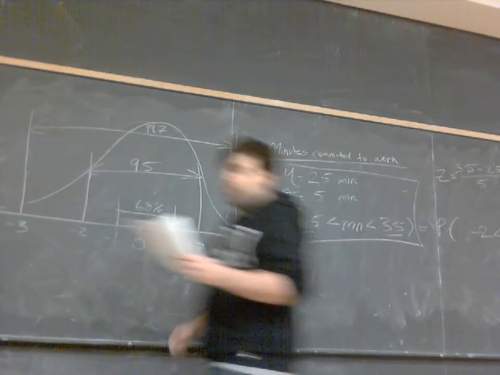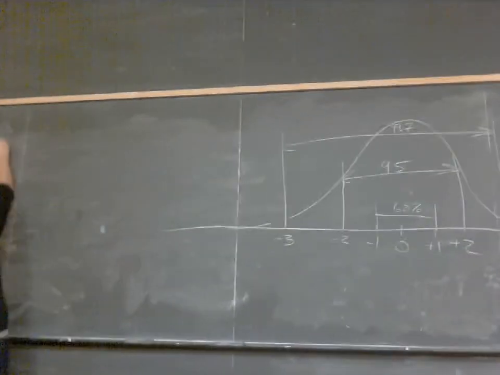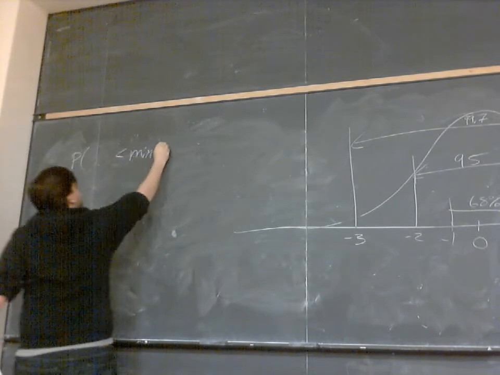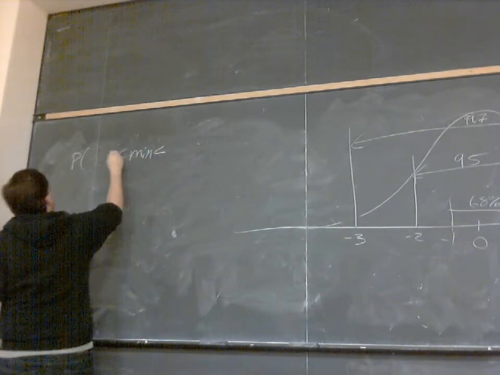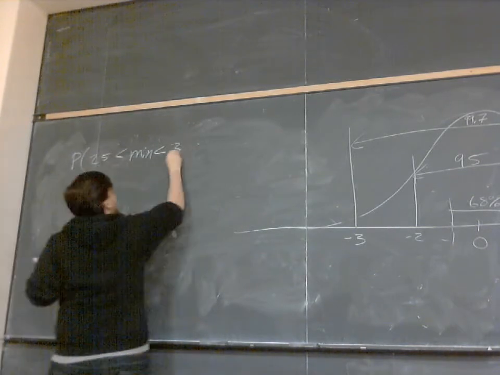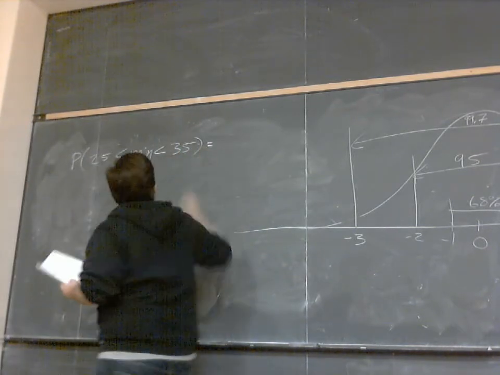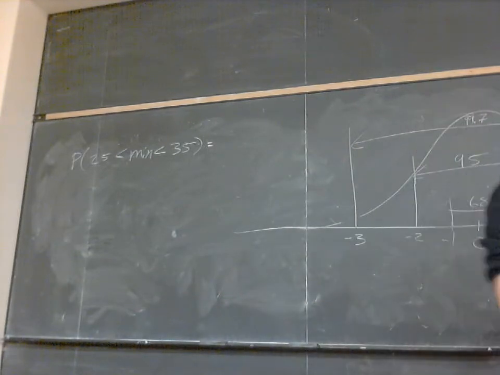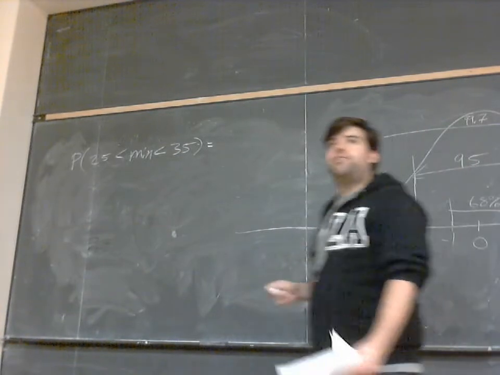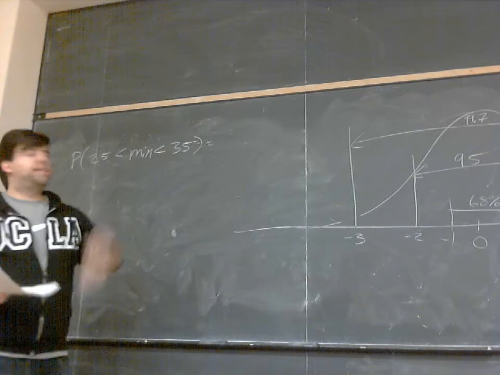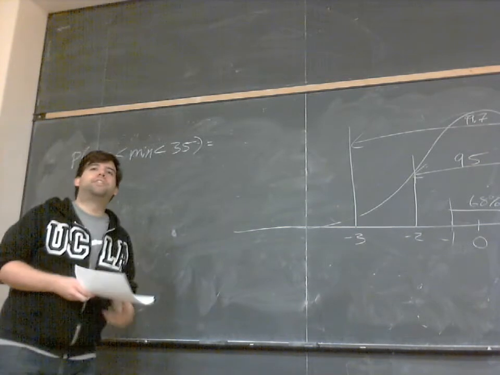Let's look at the probability that minutes commuted is between 25 and 35. Are you doing it again? Different problem. This one was 15 to 35. Now I'm doing 25 to 35. The same problem, same mean, same standard deviation.